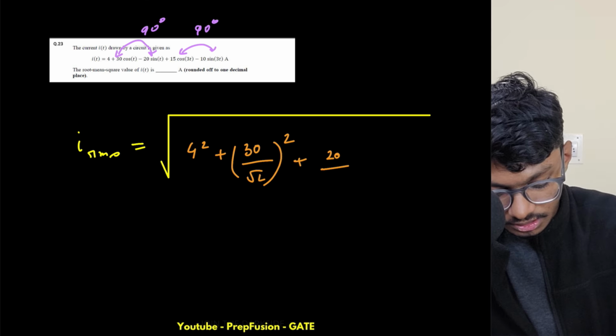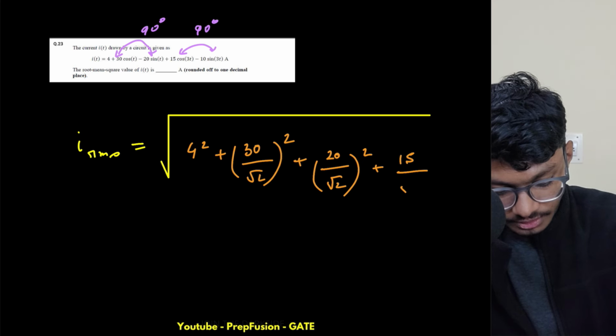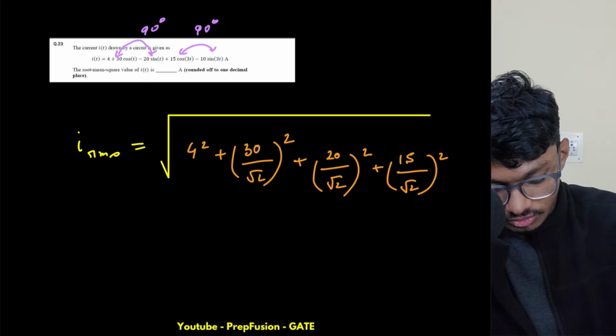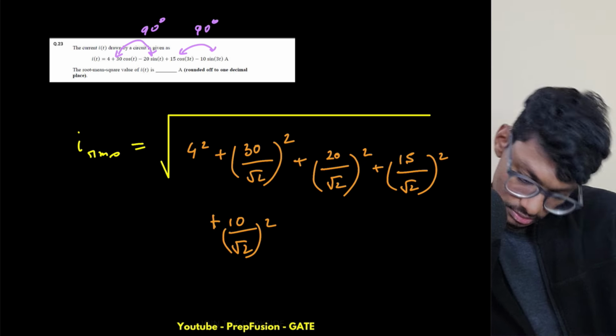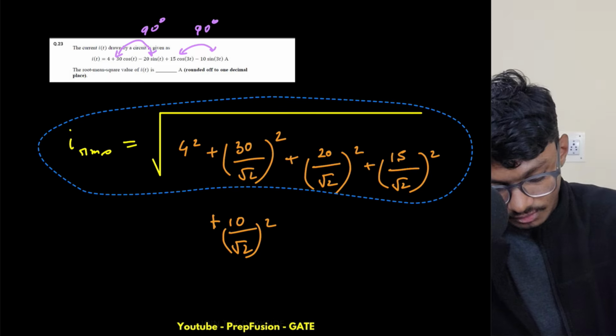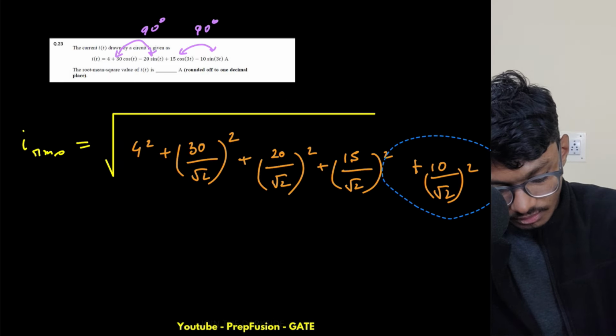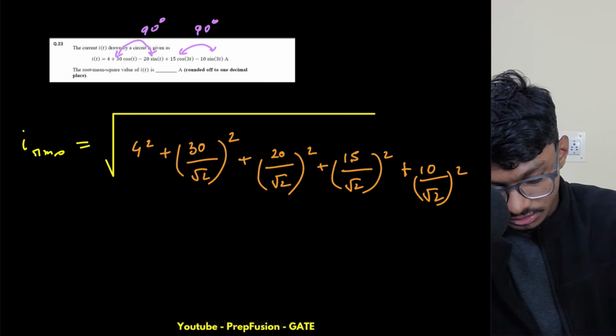This will be 20 by under root 2 whole square plus 50 by under root 2 whole square plus 10 by under root 2 whole square.